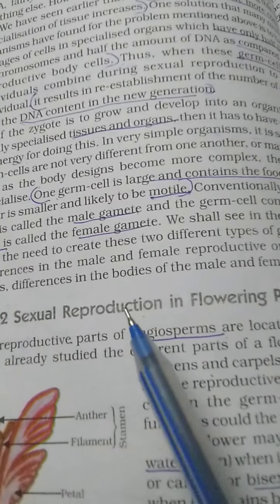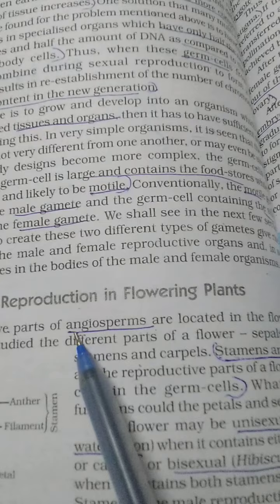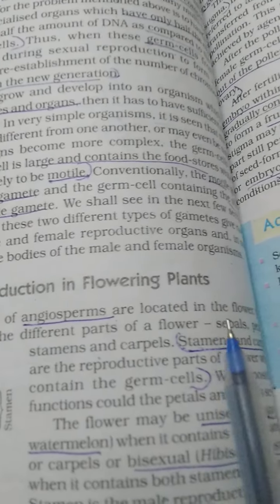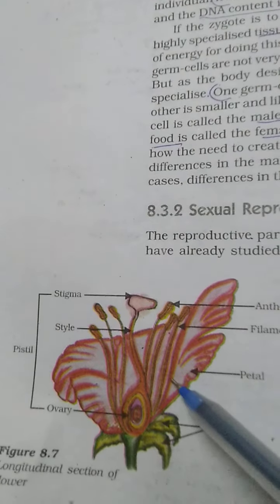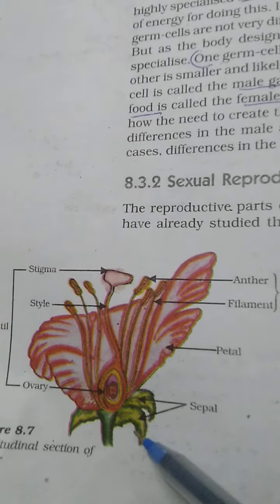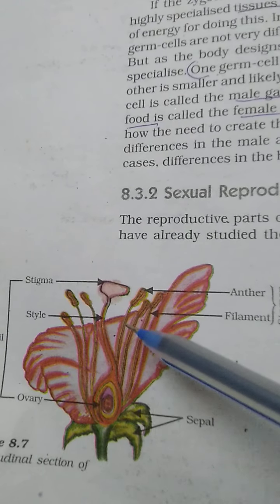And let us see the topic sexual reproduction in flowering plants. Flowering plants are called angiosperms. In the flowering plants we know that these parts are there. This is called petal and the green part is called sepal. And this is a bisexual flower.